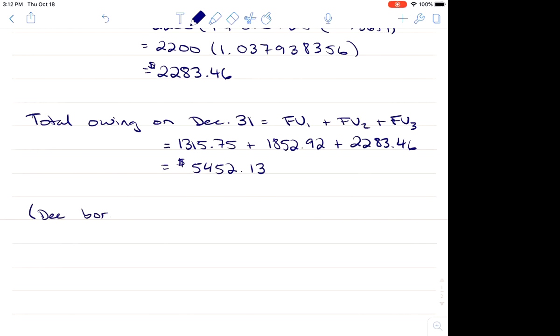How much did she borrow? She borrowed first 2,200 plus 1,800 plus 1,300. So she borrowed $5,300. She has to repay $5,452.13.